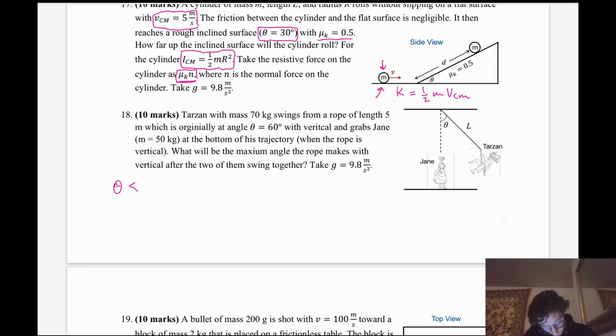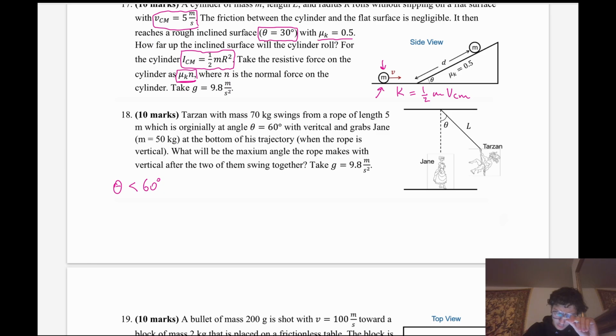So theta is going to be less than 60 degrees, right? Because this guy picks up Jane, they weigh more, so they don't have enough energy. The energy it takes to bring a greater mass to the same angle is going to be more than what's provided. So is this an energy problem, or how can we solve this?